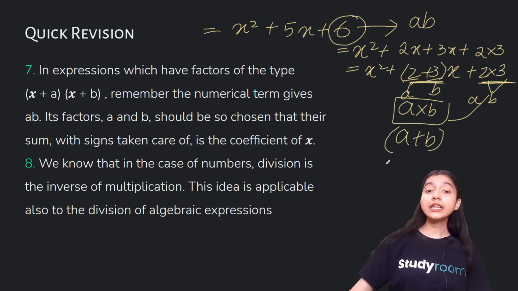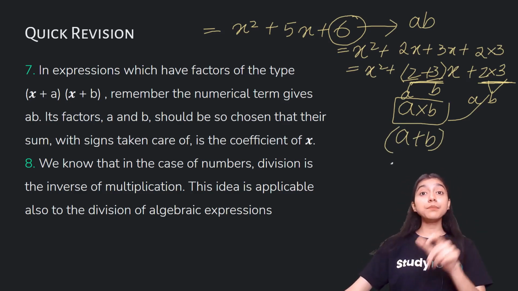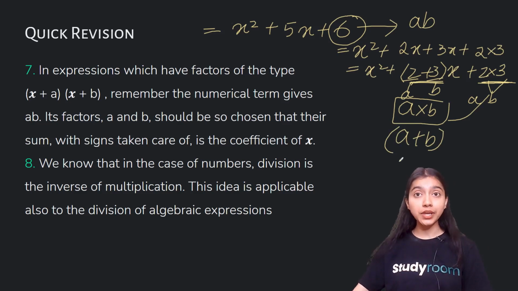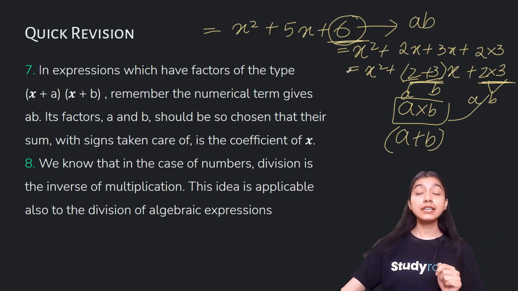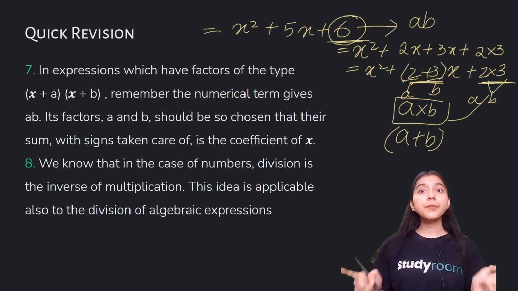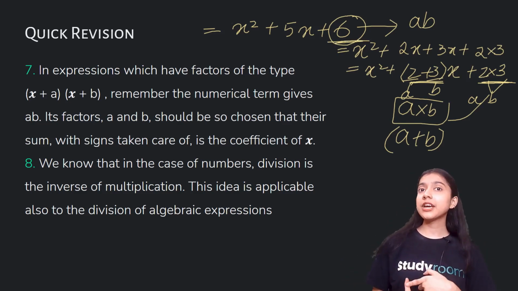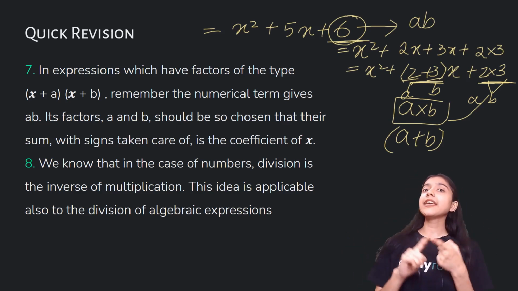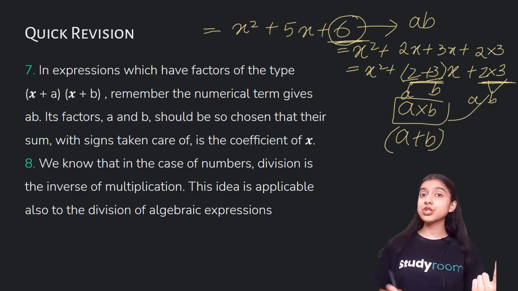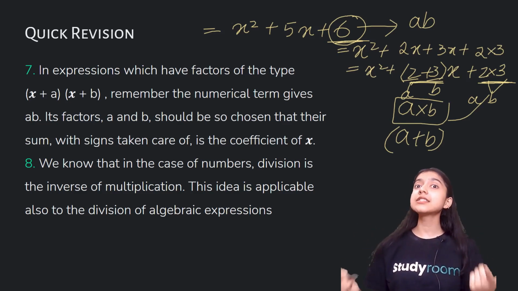So, from here we can conclude that a and b should be chosen in such a way that their product gives us the numerical part, that is 6. And when we add up a and b along with the sign, we have taken plus 2 as a and plus 3 as b. Now, let's add up a and b with the signs. That means plus 2 and plus 3. It gives us plus 5.